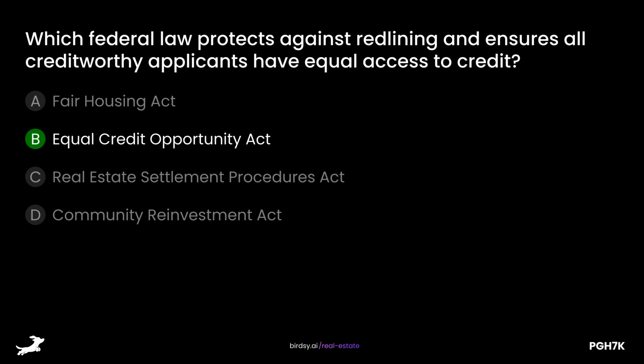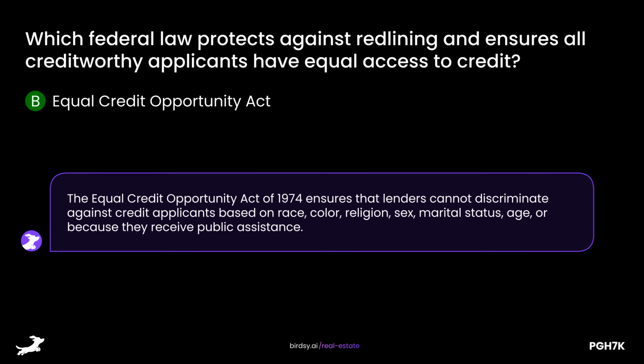The answer is B, Equal Credit Opportunity Act. The Equal Credit Opportunity Act of 1974 ensures that lenders cannot discriminate against credit applicants based on race, color, religion, sex, marital status, age, or because they receive public assistance.